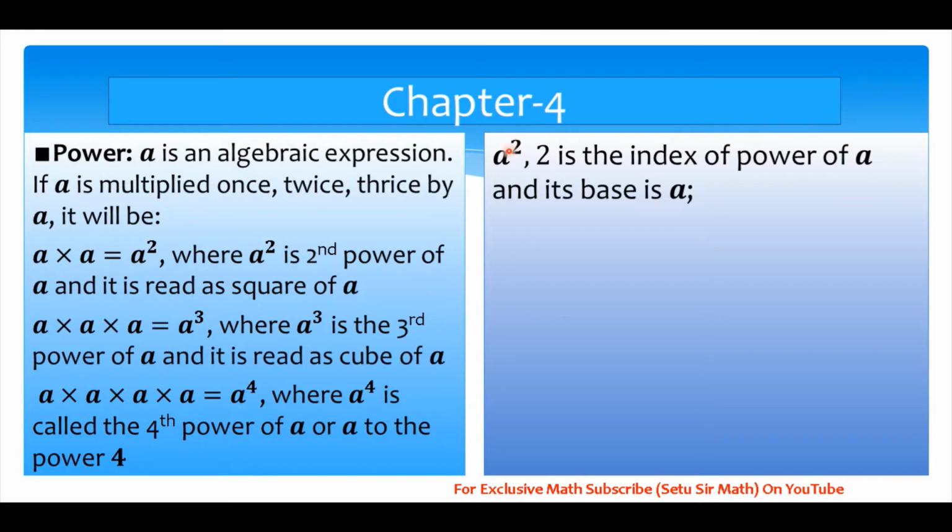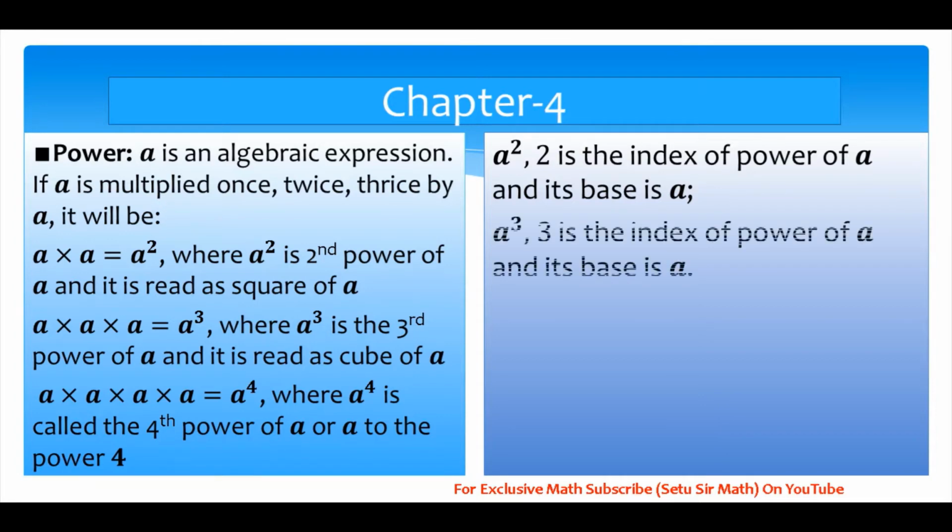A to the power 2 or A square, where 2 is the index of power of A and its base is A. That means A is the base and the power of A is 2, or 2 is called the power or index. A to the power 3, 3 is the index of power of A and its base is A.